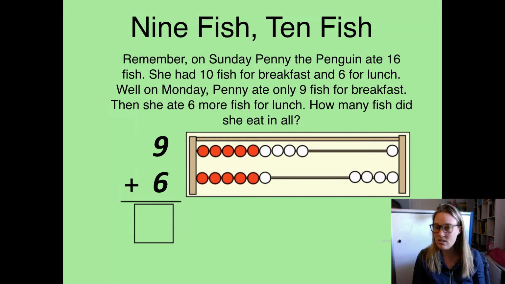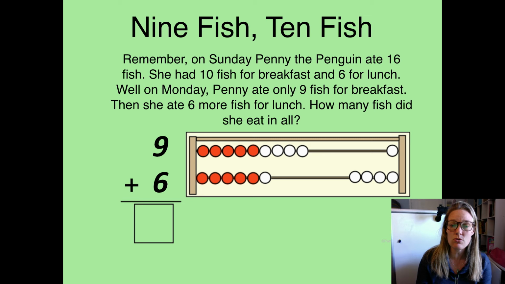Well, those aren't the numbers we're working with now, right? But they're very similar. It's 1 less. She had 1 less at breakfast. She had 9 for breakfast instead of 10, and she had 6 again for lunch. So if our answer was 16 when she had 10 and 6, and she had 1 less on Monday, what would that make 9 plus 6? You got it? Yeah, it's 15, right? 10 plus 6 is 16, which means 9 plus 6 is 15 because you have 1 less.